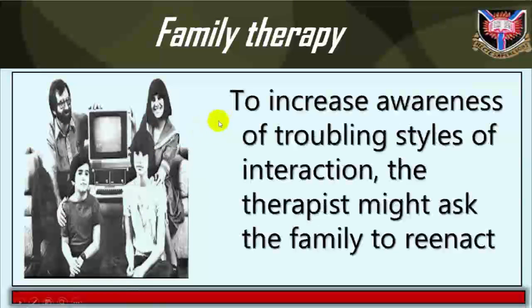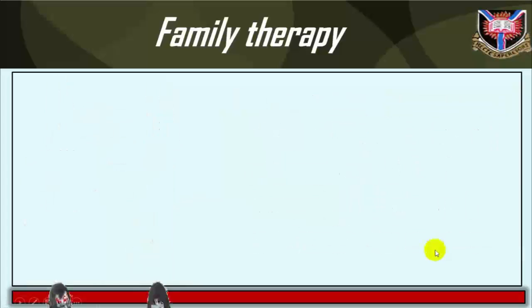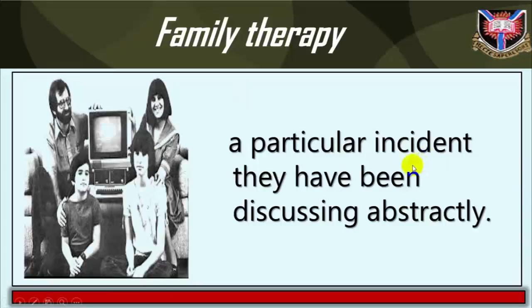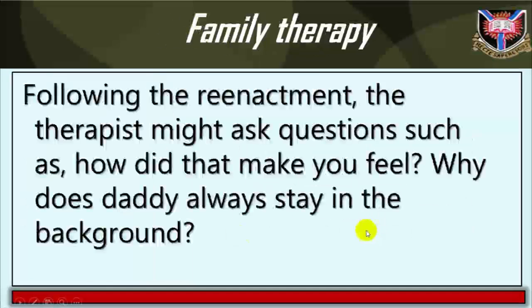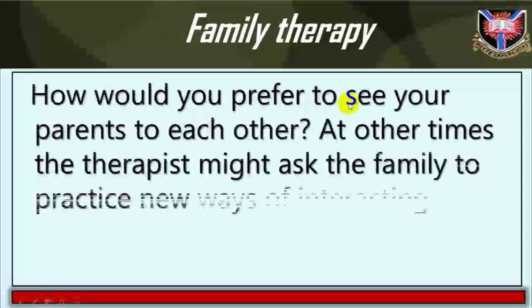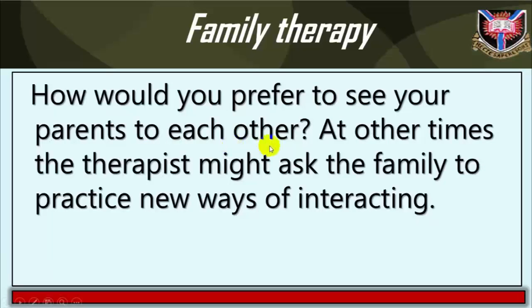To increase awareness of troubling styles of interaction, the therapist might ask the family to reenact a particular incident that they may have been discussing abstractly. Following the reenactment, the therapist might ask questions such as, how did that make you feel? Why does daddy always stay in the background? How would you prefer to see your parents relate to each other?